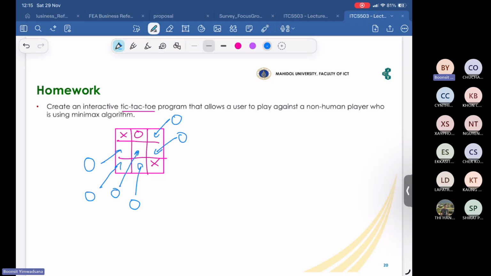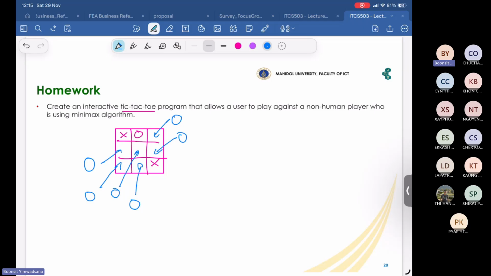Okay, so this is the homework. I apologize for overtime, but I would like you to work on this homework, and the final exam will be next week. I will provide it either on Saturday or Sunday. It will be a take-home exam as well.